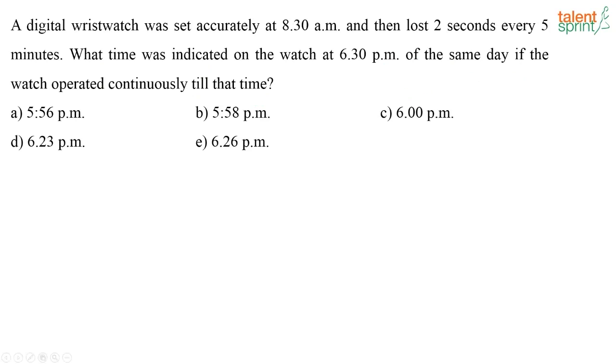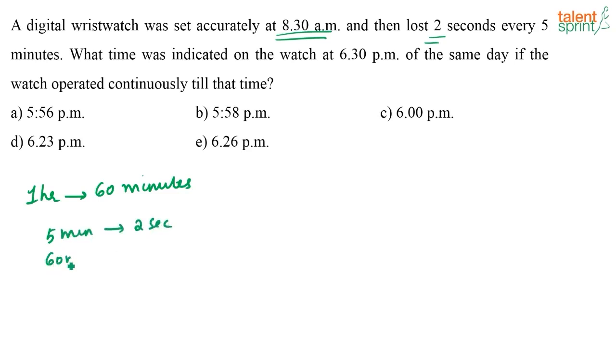What is happening here? The digital wristwatch is set accurately at 8:30 a.m. and for every 5 minutes it is losing 2 seconds. So in 1 hour, how many minutes are there? In 1 hour we have 60 minutes. So in these 60 minutes, how many seconds will the watch lose? For every 5 minutes it is losing 2 seconds. For 60 minutes, the watch will lose 60 into 2 by 5, or I can say it will lose 24 seconds. Okay, in 60 minutes the watch will end up losing 24 seconds.